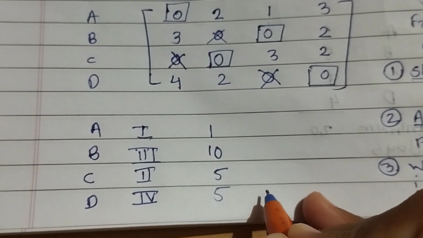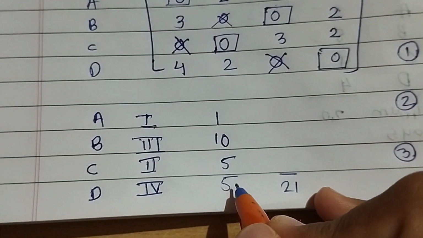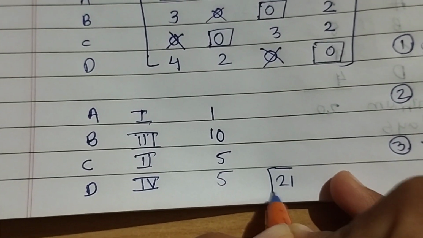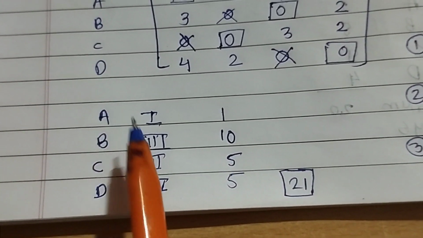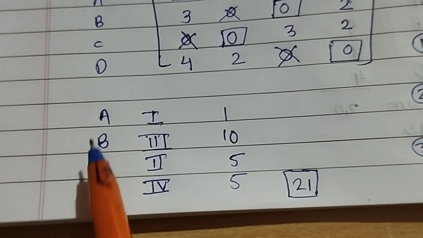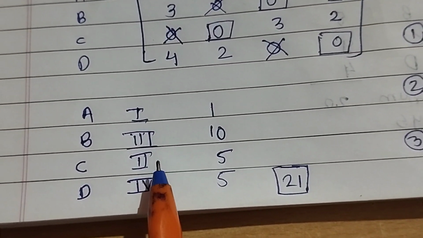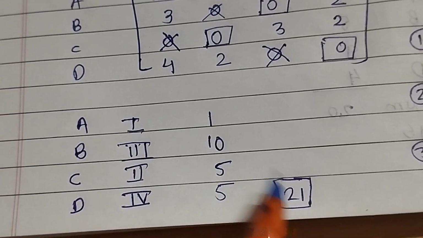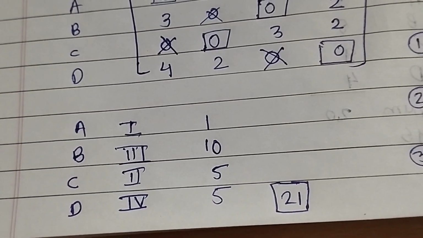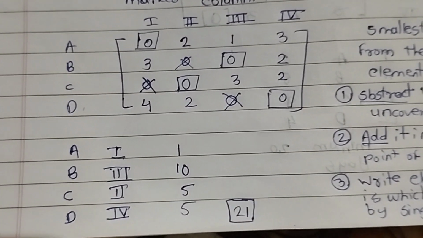So the total minimum cost is now 21. When we add all the costs, we get 21. So when we assign for the item A the first cost, for the second item the third cost, for C and D the second and the fourth cost, then we get the minimum cost, which is 21. So here we complete the minimization assignment problem.